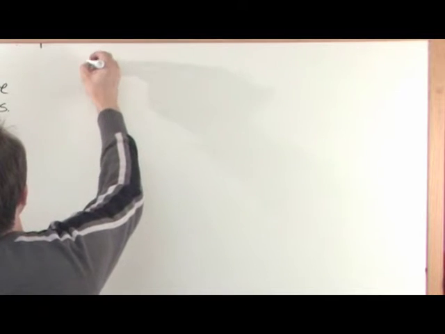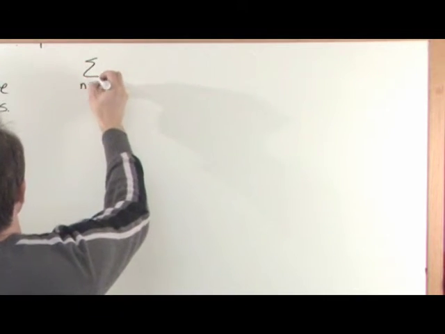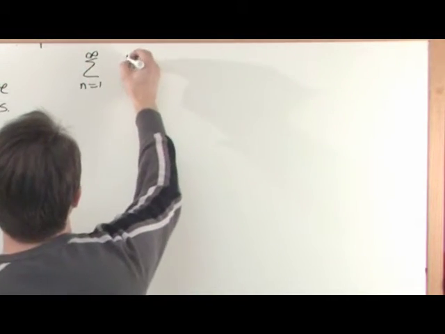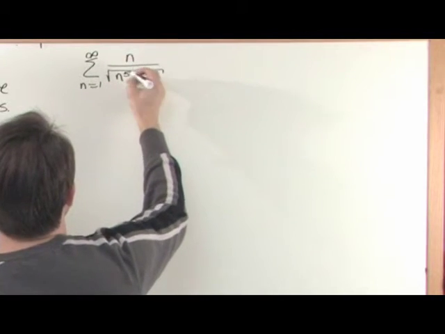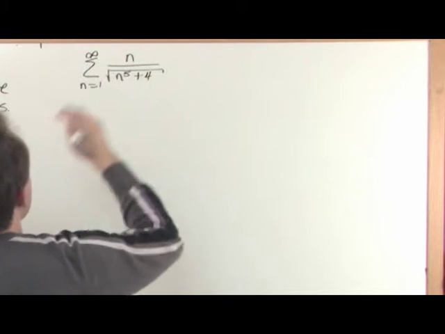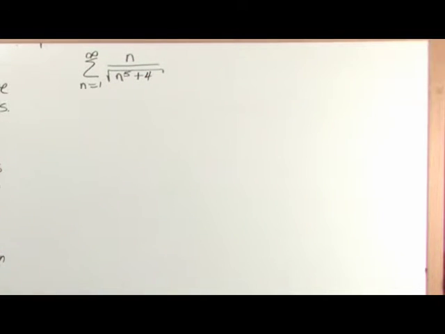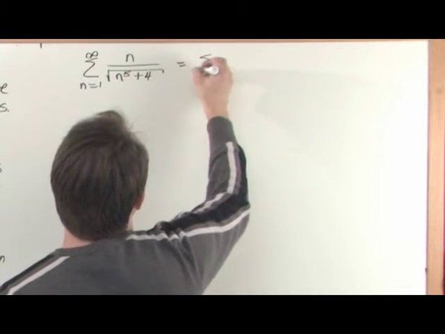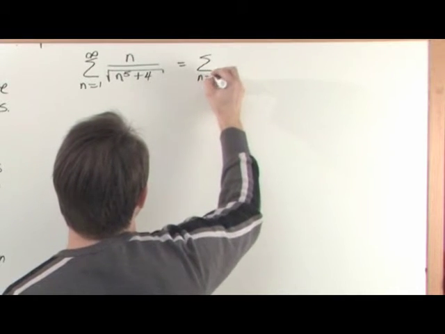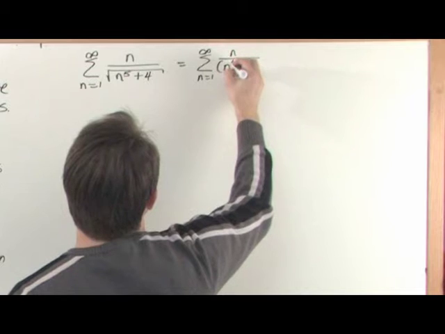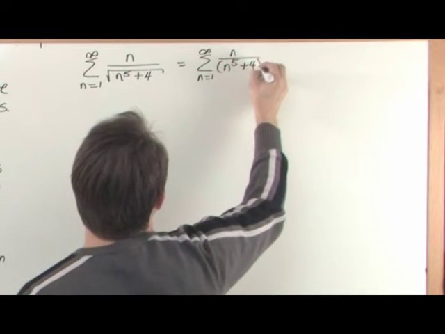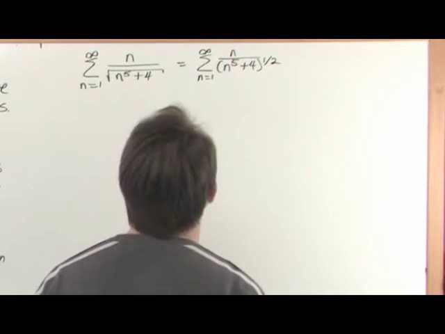Okay, our final problem is going to be, what if you had the sum from n equals 1 up to infinity of n over the square root of n to the 5th power plus 4, okay? Well, the first thing I'm going to do is try to find a b sub n, but before I even do that, I never like radicals running around my series. So it's the sum from 1 to infinity of n over (n to the 5th plus 4) to the 1/2, okay?